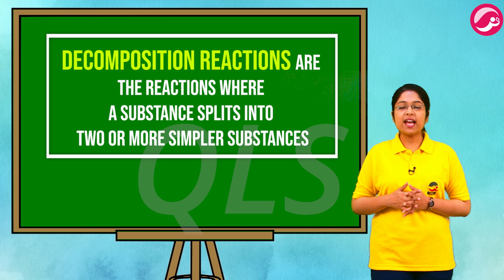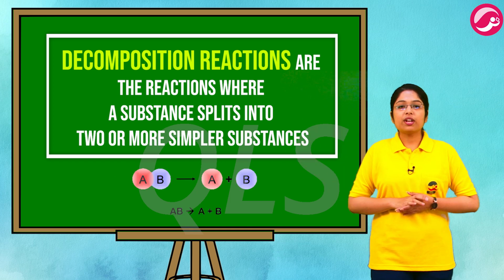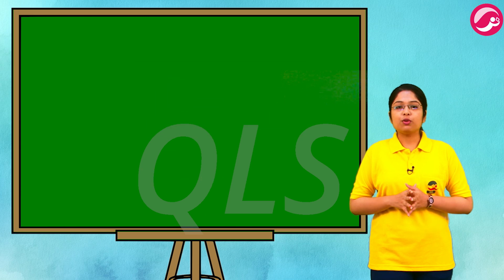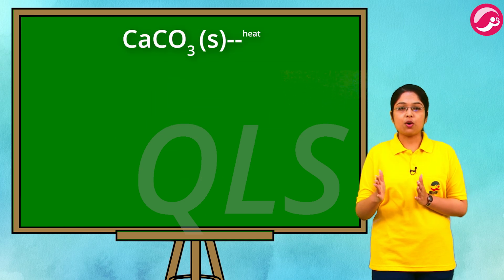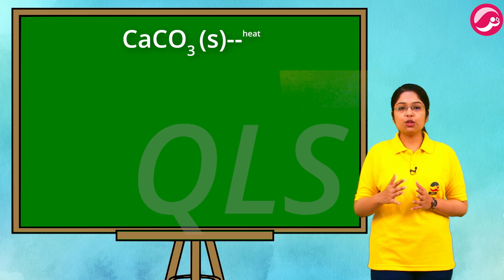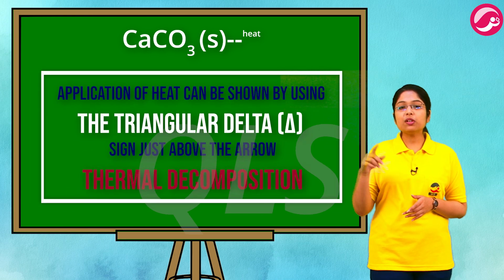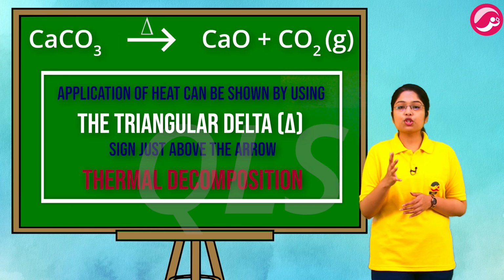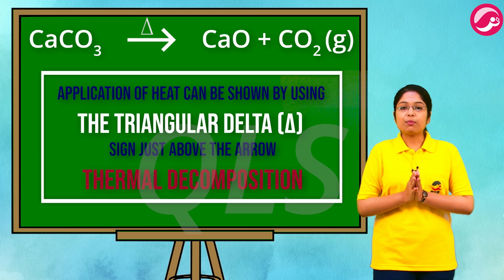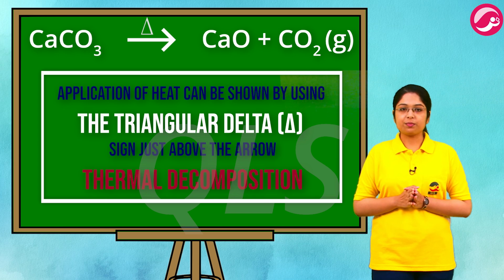We can generalize it as AB breaks into A plus B. For example, when calcium carbonate CaCO3 is heated, it breaks into calcium oxide CaO and carbon dioxide CO2. The application of heat can also be shown by using the triangular delta sign. हम यहाँ पे triangular delta sign use करके heat application को show कर सकते हैं. This type of decomposition reaction is known as thermal decomposition. Thermal because यहाँ पे heat apply कर रहे हैं.